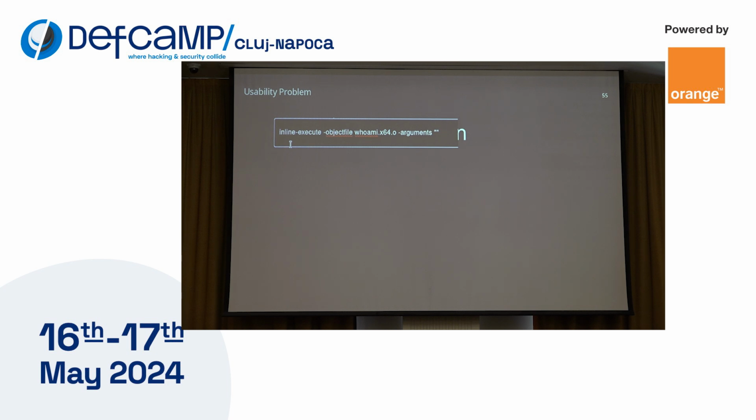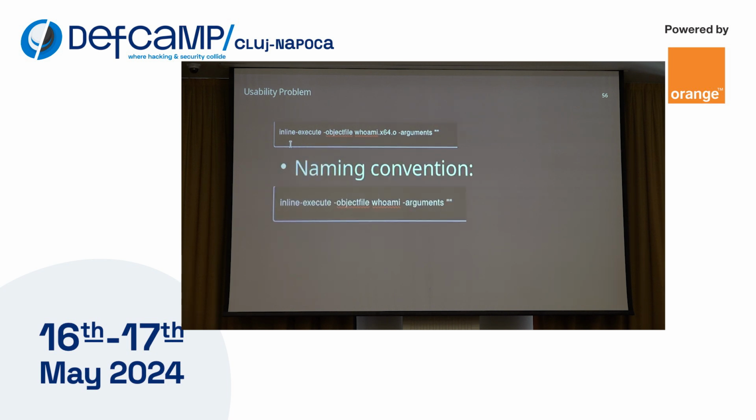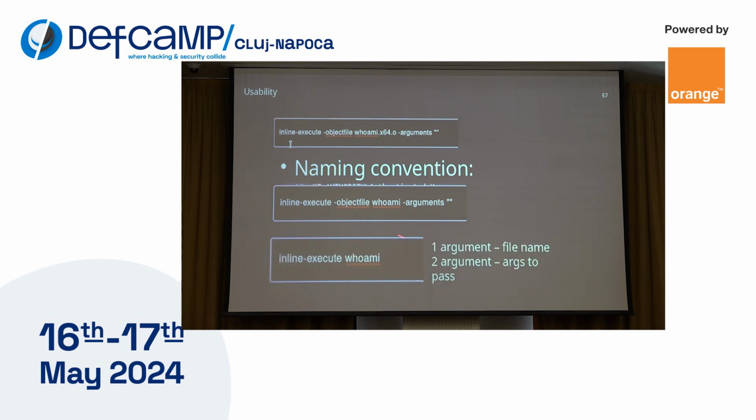But you will still face different problems. For example, typing this type of information is not usable, especially if you are on your project or engagement, because you can have a typo or any problem. So what you can do is give a naming convention for this, so as to skip the architecture. And also you can pass the first part of the argument as a file name, and the rest of the string will be arguments for the object file. This one could be more useful.